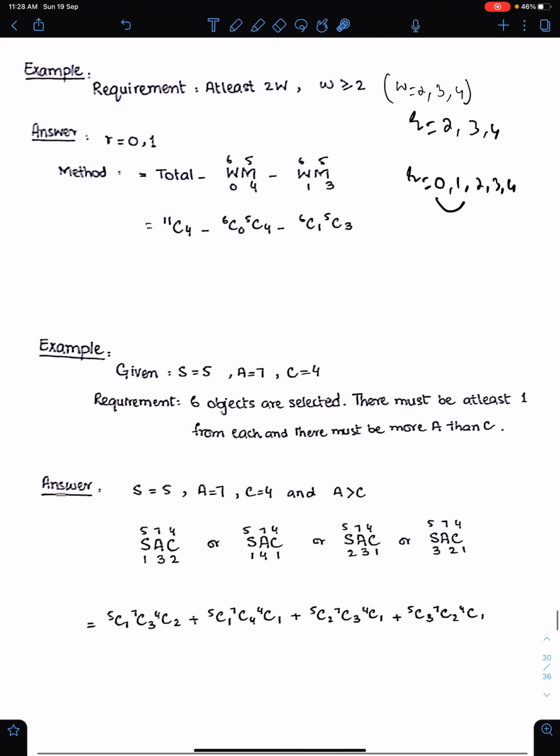Next example, we have 5 students and 7 adults and 4 children. S means students, A means adults, and C means children. Requirement: we have to select 6 people. 6 people are selected.